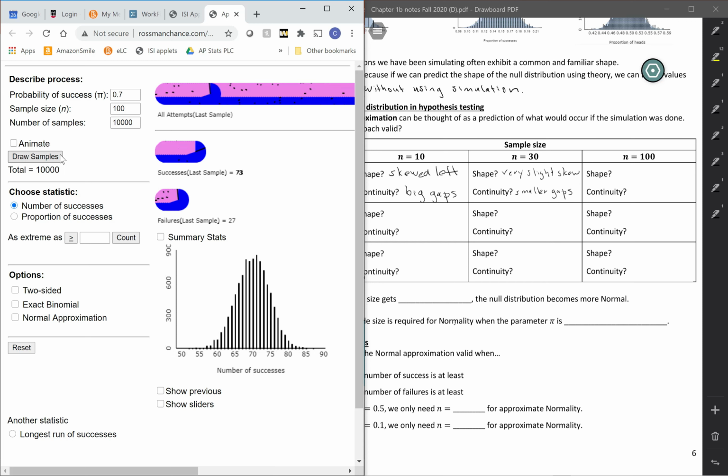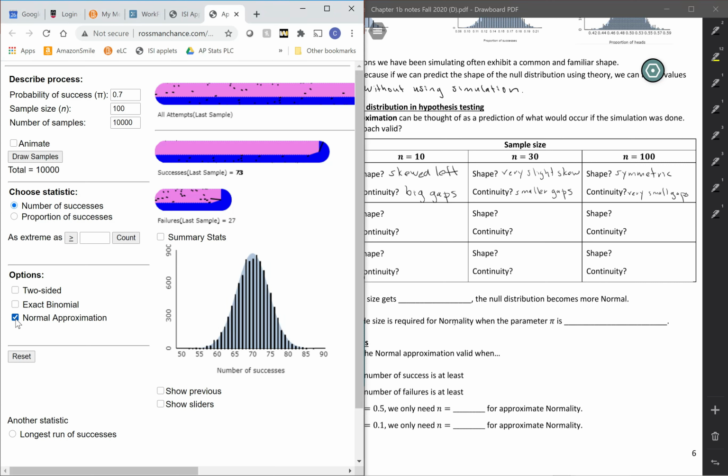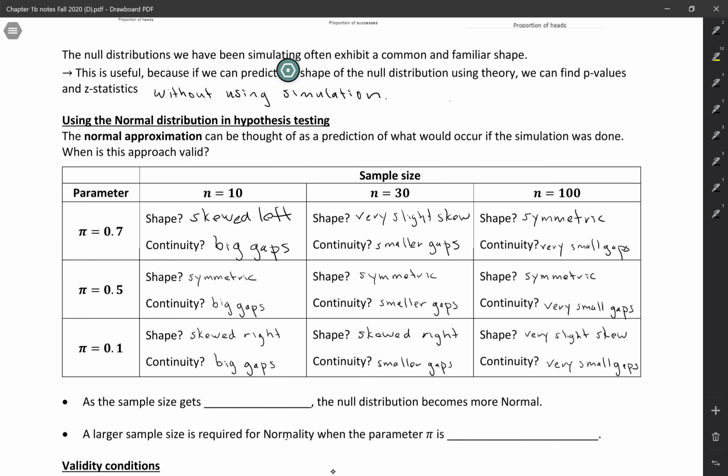All right, now this is looking really good. I can't see that skew anymore. I would say at this point that the shape could be described as symmetric. And then also the continuity has gotten even better. Right here we have very small gaps. So now with a sample size of 100, I would say I definitely feel comfortable using the normal approximation here. Right? If I check this box, it looks like that's a pretty good fit for what's going on in the distribution.